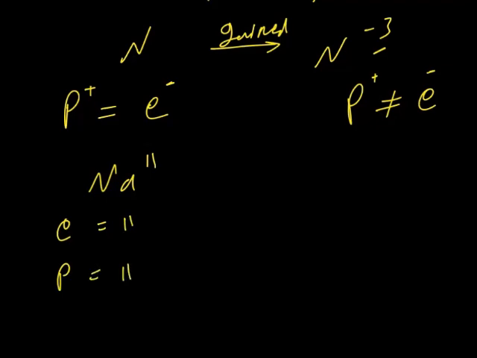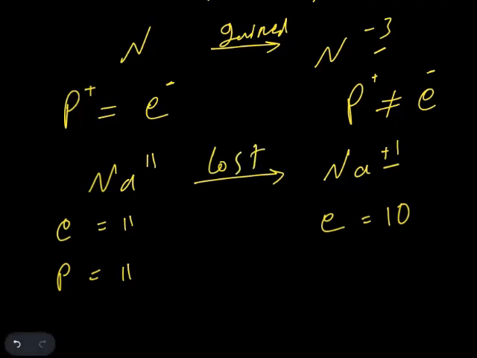Now, when this sodium atom turns into the Na positive 1 ion, let's take first the number of electrons. This means that the number of electrons becomes 10. Why? Because this positive charge means that the sodium has lost 1 electron. So the number of electrons becomes 10. But the number of protons is still the same, 11.